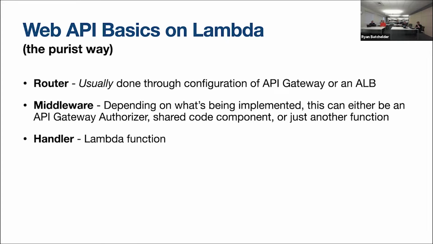Like API Gateway logging might be enough for you, or it might not be, in which case now you have to implement this somewhere else in your stack, somewhere in a function, a shared library that you're going to move around, etc. And then your handler is just a Lambda function most of the time. I know API Gateway can interact and integrate with other services. We're not going to talk about that here today. We're just talking about Lambda functions.